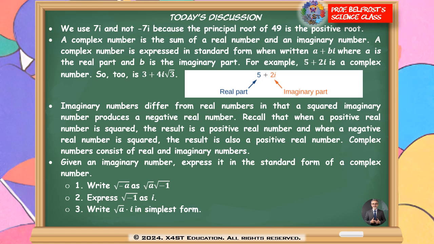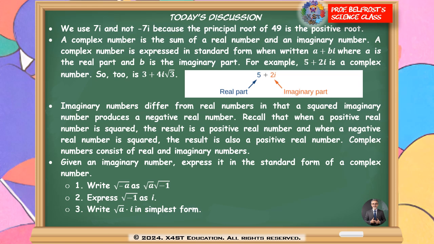This is very simple. Imaginary numbers differ from real numbers in that a squared imaginary number produces a negative real number. But recall that when a positive real number is squared, the result is a positive real number. And when a negative real number is squared, the result is also a positive real number. Okay, that's what we have known so far. And a complex number consists of a real and an imaginary number.